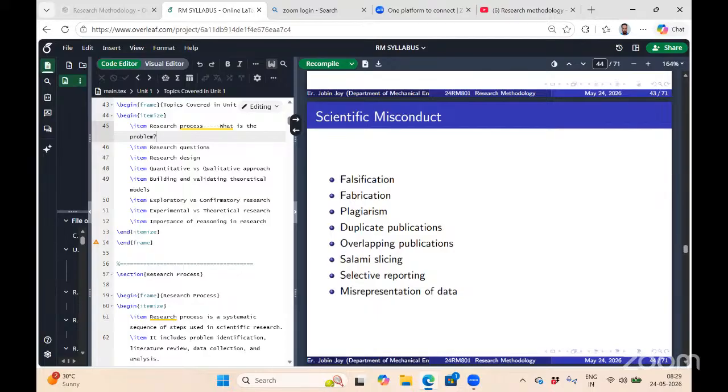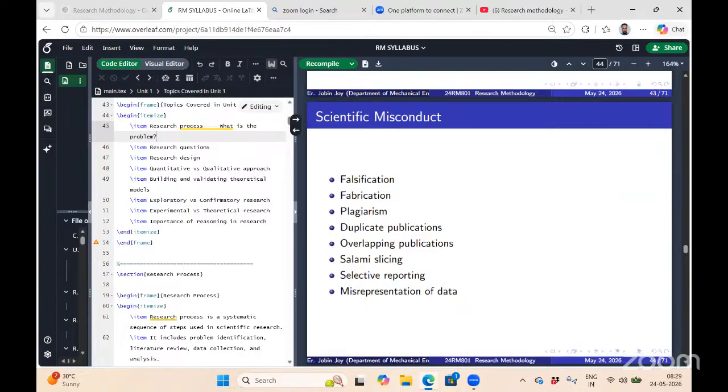Salami slicing means you have a big research and you split it into smaller sections, and based on those smaller sections, you publish results. So you have one experiment, you split this one experiment into 3 sections and publish 3 papers. This is called salami slicing. The problem is that the reader will not get a proper understanding of that big research.